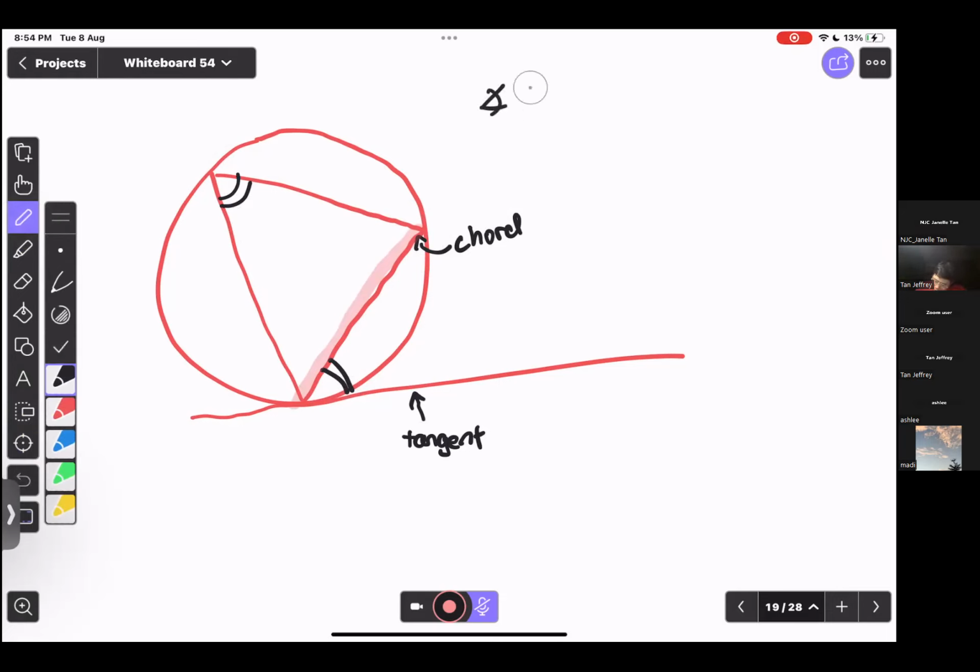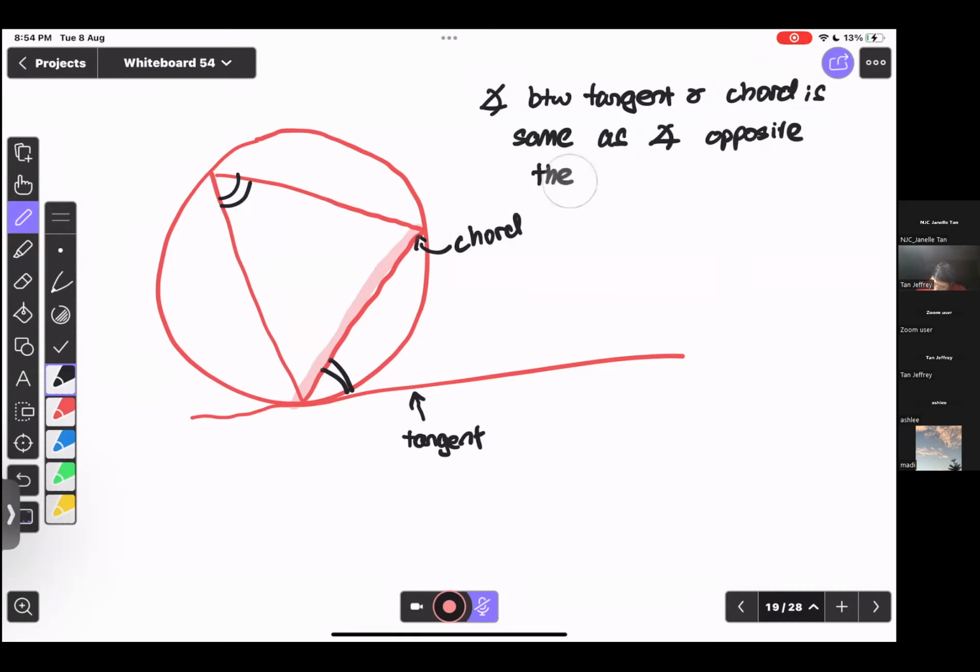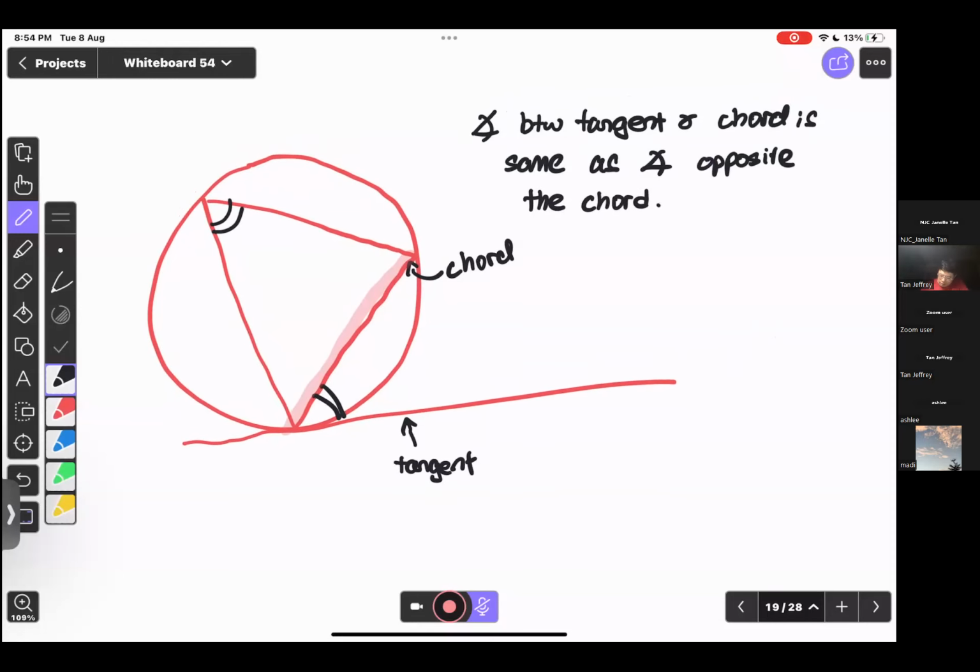So the angle between the tangent and the chord is the same as the angle opposite the chord. Opposite means opposite. Hopefully that sounds better to remember. Okay. Any other questions?